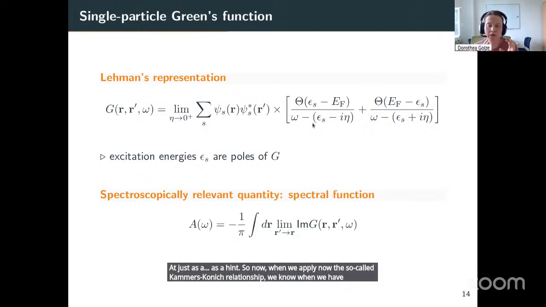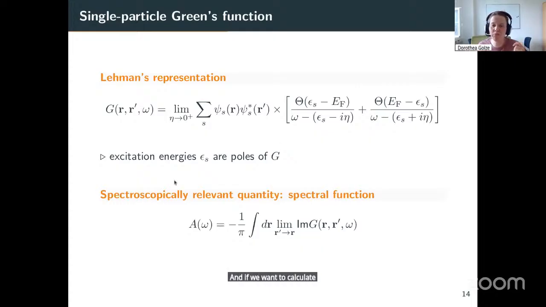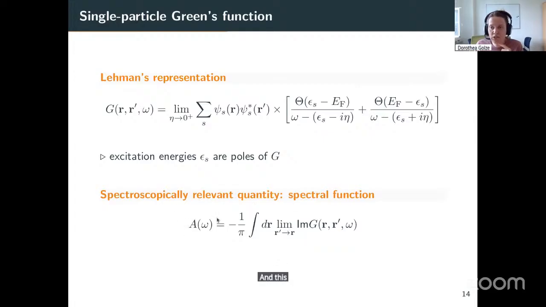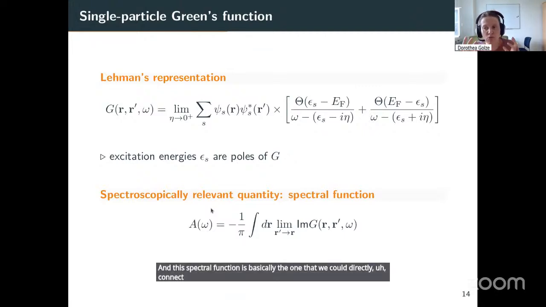Now, when we apply the so-called Kramers-Kronig relationship, we know when we have a pole in the real part of the quantity, and our quantity here is G, we have a peak in the imaginary part. And if we want to calculate a spectrum, it makes sense to take the imaginary part of G because of Kramers-Kronig. This spectral function is the one that we can directly connect to experiment, to the photocurrent that you actually measure in a photoemission experiment.